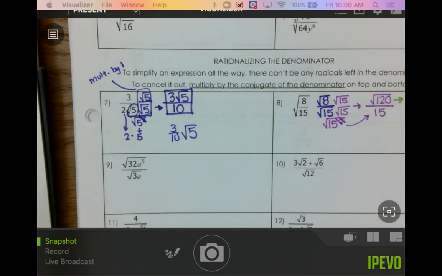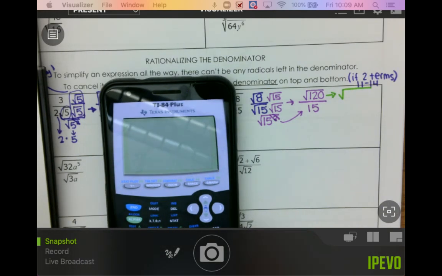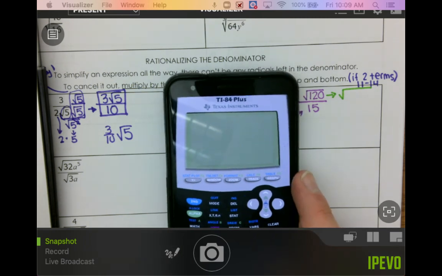I'm going to show you my process of how I usually find those. And scooch this over a little bit. There we go. So 120. 4 is a perfect square. It goes in 30 times.